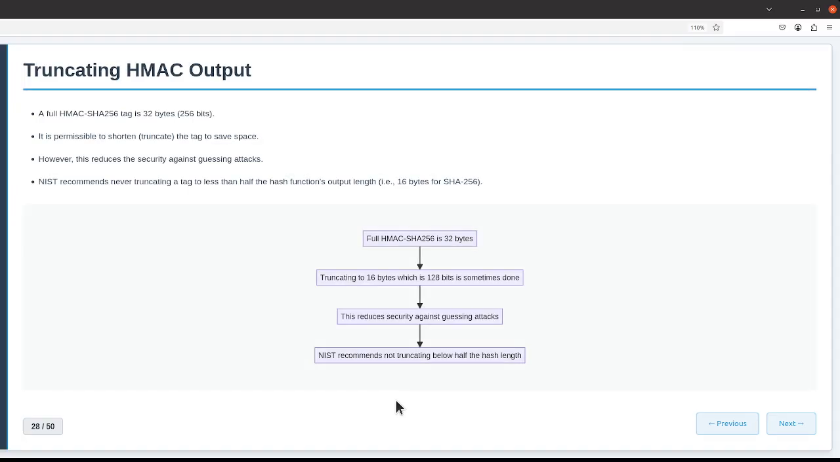Truncating HMAC output. An HMAC SHA-256 tag is 32 bytes, 256 bits long.